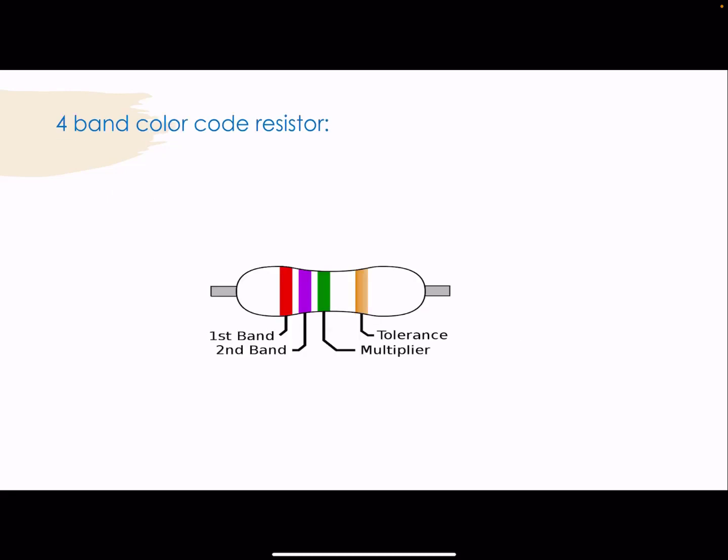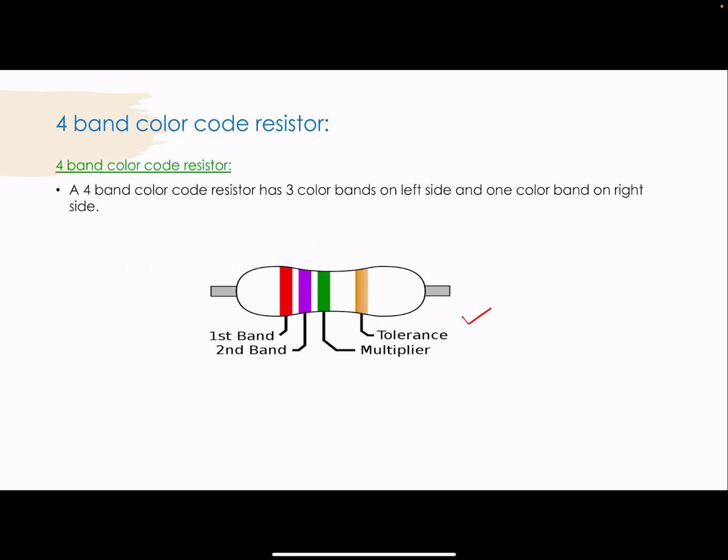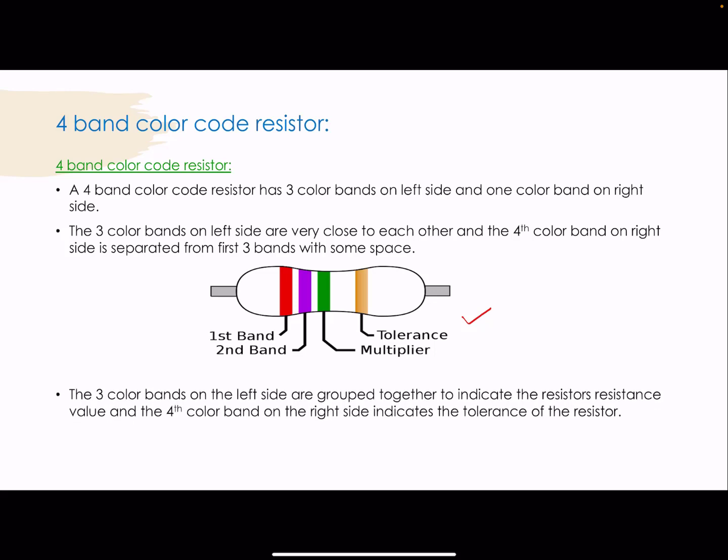First is 4-band color code resistor. Now if you see here, this is a resistor with 4-band color code, and here the first 3 color bands on the left side are placed very close to each other, whereas the 4th color band, which is on the right side, is placed far away from these 3 color bands. Now here the first 2 digits represent the resistance of the resistor, whereas the 3rd color band represents the multiplier of the resistor, and the 4th color band represents the tolerance of the resistor.